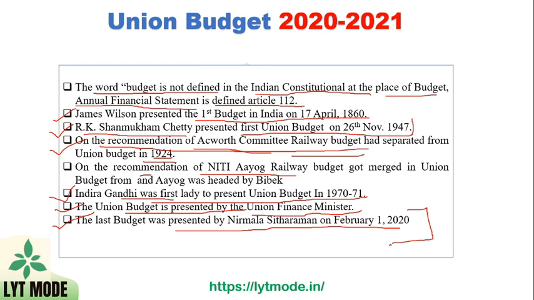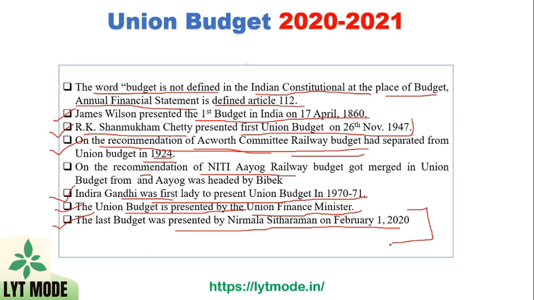So every year from 2017, the budget is presented on the first day of February. Earlier it was done on the last day of February. So now the budget is presented by the finance minister on the first day of Feb every year.